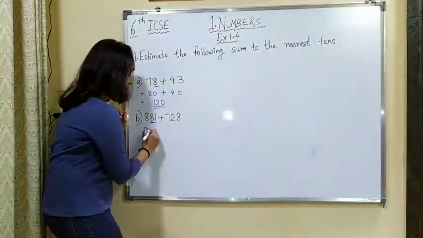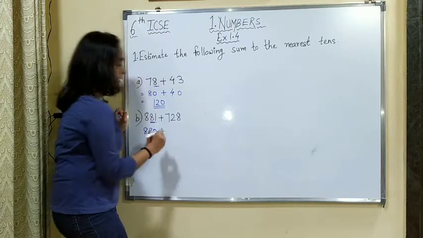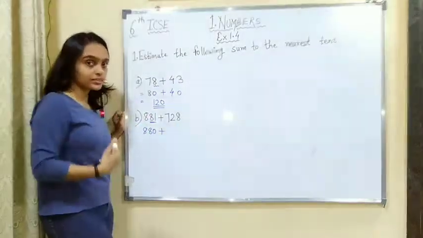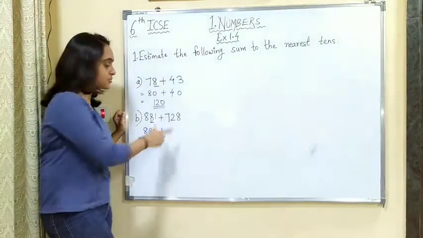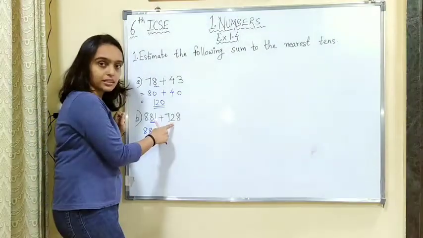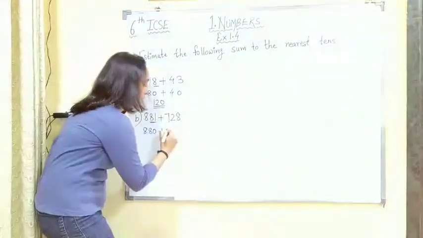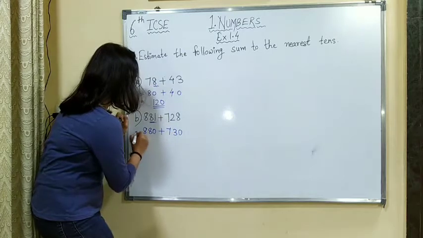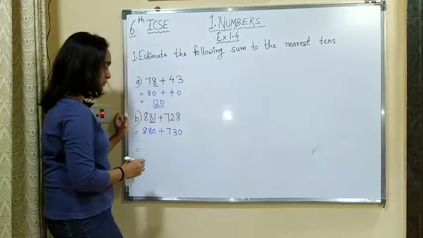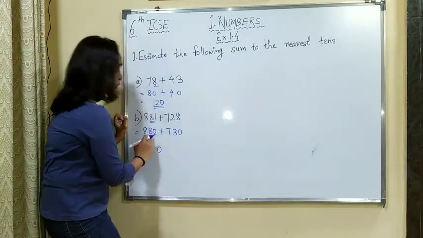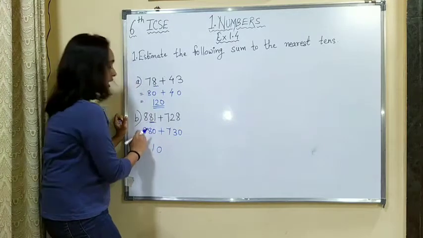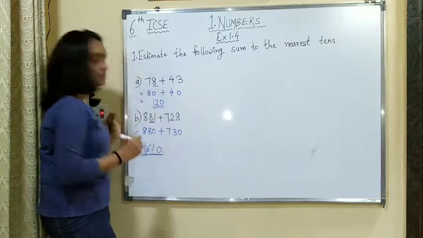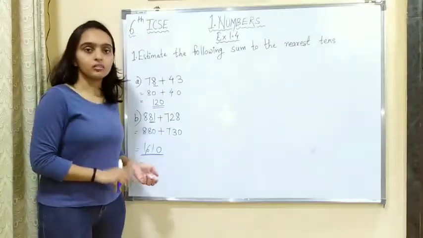So it will be 880 plus, now here 8 is there, so we will add 1 to the next digit, that is we will add 1 to the tens place and 0 here. So it will be 730. Now adding them gives you 0. 8 plus 3 is 11, and then we have 16, that is 1610 is your final answer.